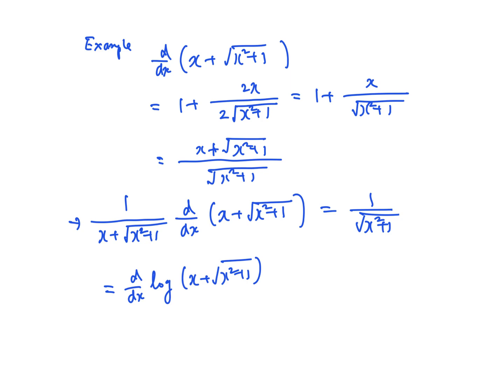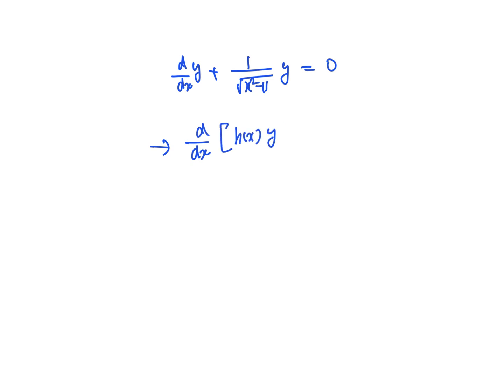So if I have a problem such as dy/dx plus ... equal to 0, then how can you solve this? Now we know that you can transform this into h(x)y equal to 0, right?